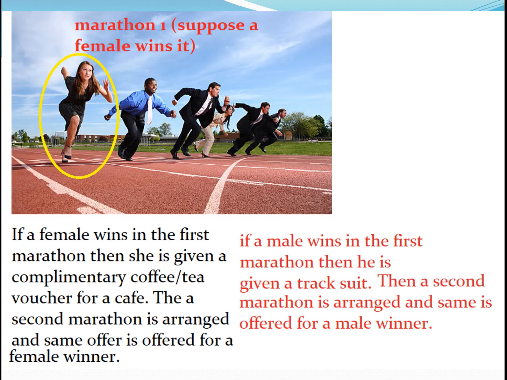Next, how are we going to further set the basics for the other assumptions? First of all, let me discuss a scenario. For example, if in this marathon a female wins the first marathon, then she is given a complimentary coffee or a tea voucher for a cafe. Then a second marathon is arranged and the same offer is given for a female winner. Now we have a different type of offer for males as well, but for the point of the discussion here, this is what I'll do in the next few slides.